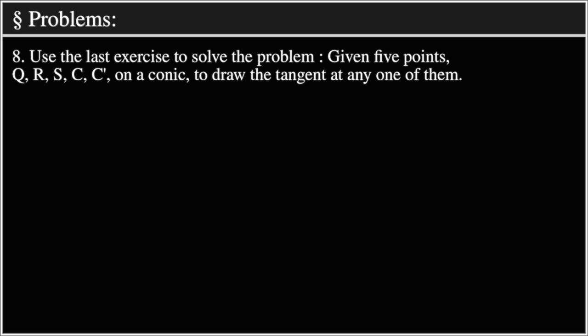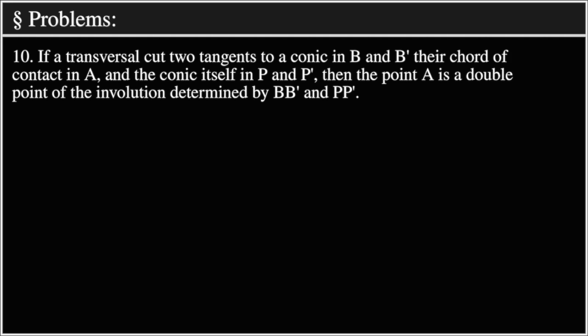8. Use the last exercise to solve the problem. Given five points Q, R, S, C, C' on a conic, to draw the tangent at any one of them. 9. State and prove the dual of problem 7 and use it to prove the dual of problem 8. 10. If a transversal cut two tangents to a conic in B and B', their chord of contact in A, and the conic itself in P and P', then the point A is a double point of the involution determined by B, B' and P, P'.